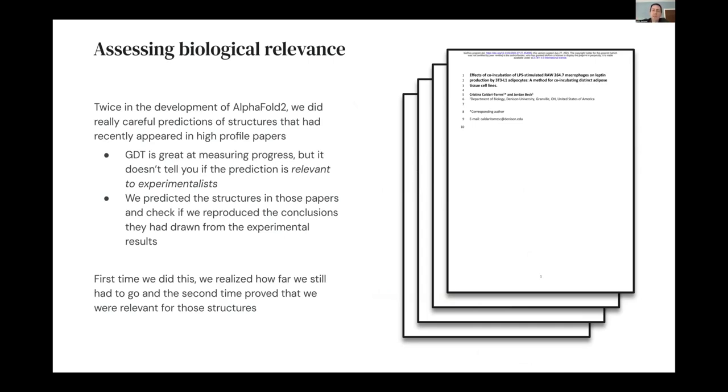And the first time we did this, we were in the development of AlphaFold2, maybe 9 months before CASP. We said, well, we're doing really, really well. We're at something like 85 GDT. I'm sure biologists will gain a lot from using this system.